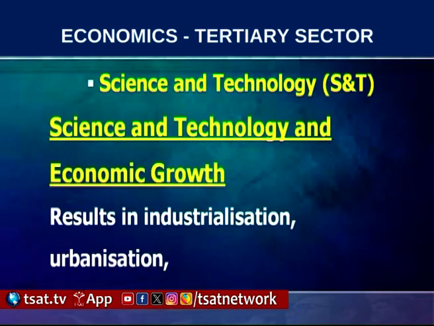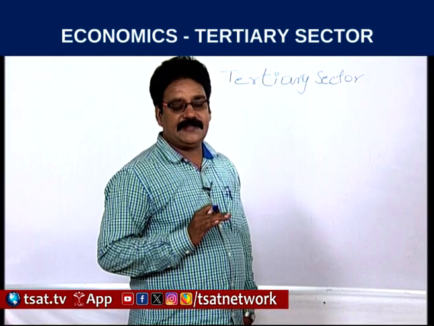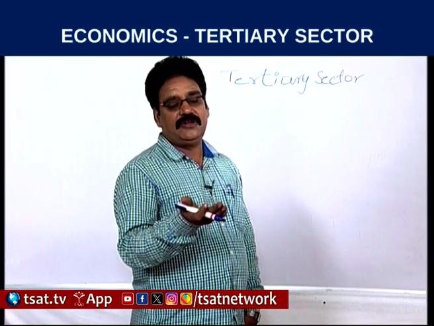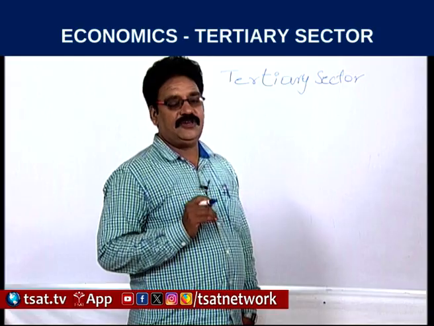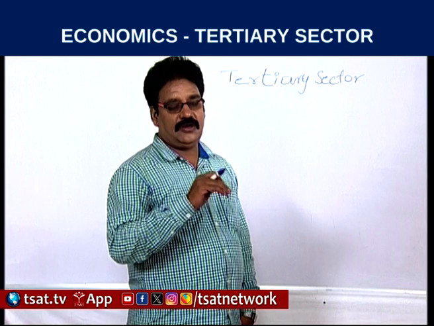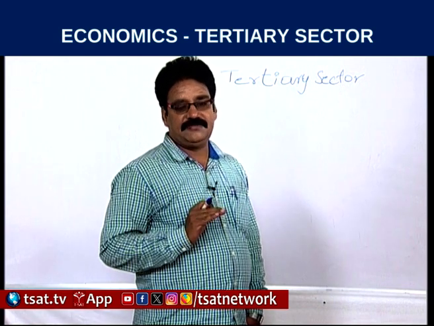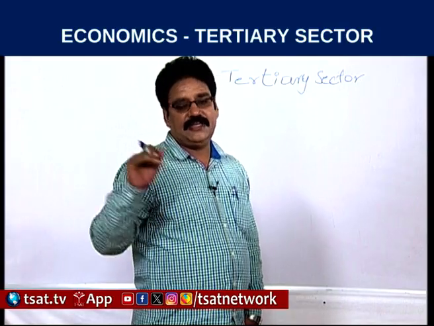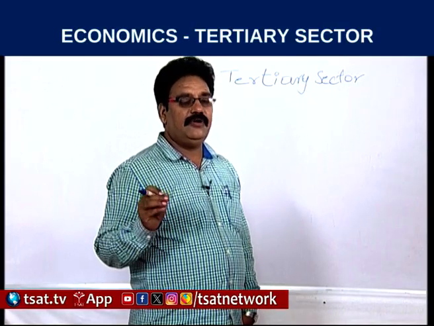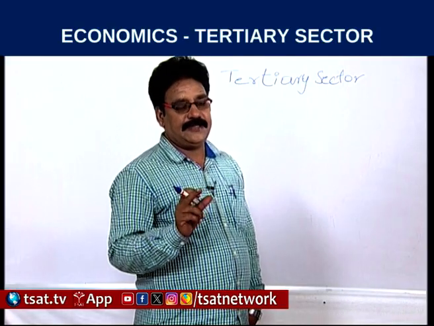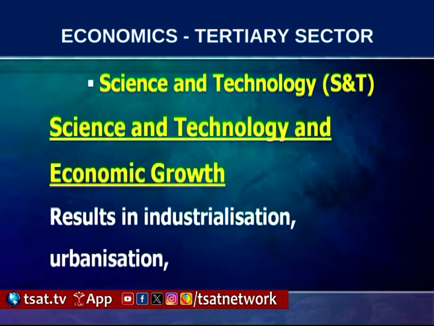If science and technology develops, then automatically industrialization will develop, and if industrialization is developed, automatically urbanization will be observed. If we observe the Indian population, still today 61 to 62% of the people are in rural areas, and 35 to 39% of the Indian people are residing in urban areas. That should be changed, and fast urbanization should take place. So, we have to depend on science and technology.